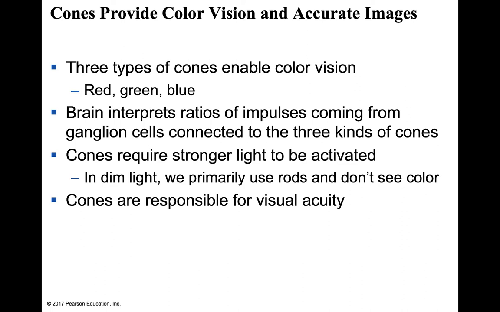Now, there's three types of cones that enable color vision. So red, green, and blue. You may have heard of RGB. That's another color scale that's used with technology quite often. And so it really stems from our ability for these colors. Now, the brain, what it does, it interprets the ratio of impulses coming from the ganglion cells that are connected to the three different kinds of cones.